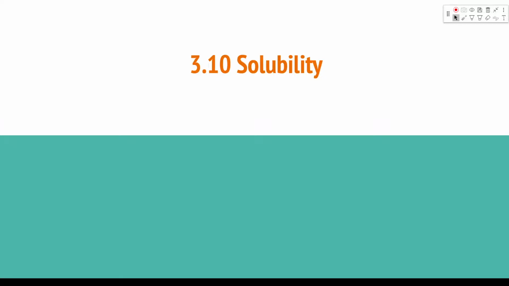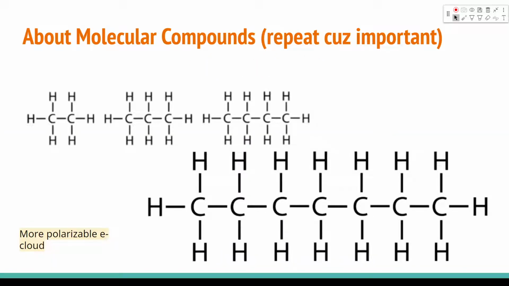Alrighty, solubility 3.10. So, first thing you need to remember from before is for molecular compounds, if you have bigger compounds, aka more molar mass, then you have a more polarizable electron cloud. And since you have a more polarizable electron cloud, you'll have stronger IMFs.